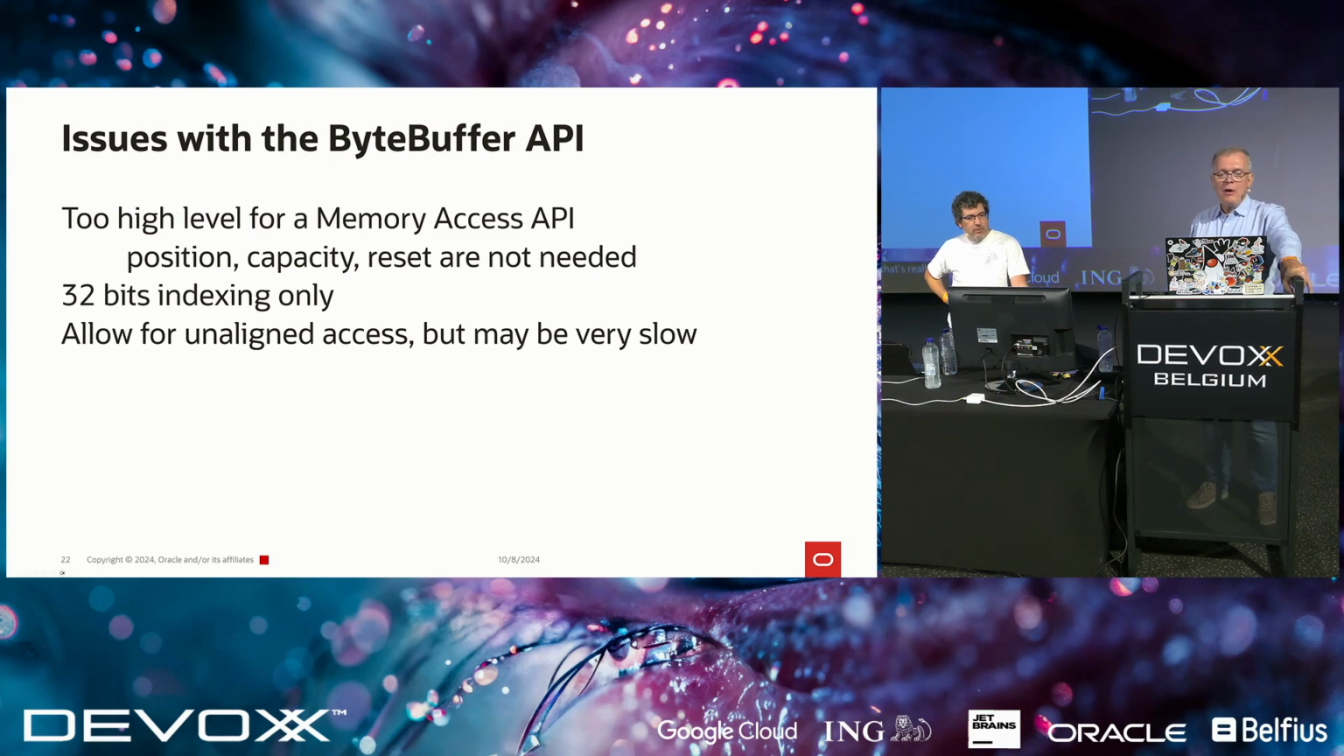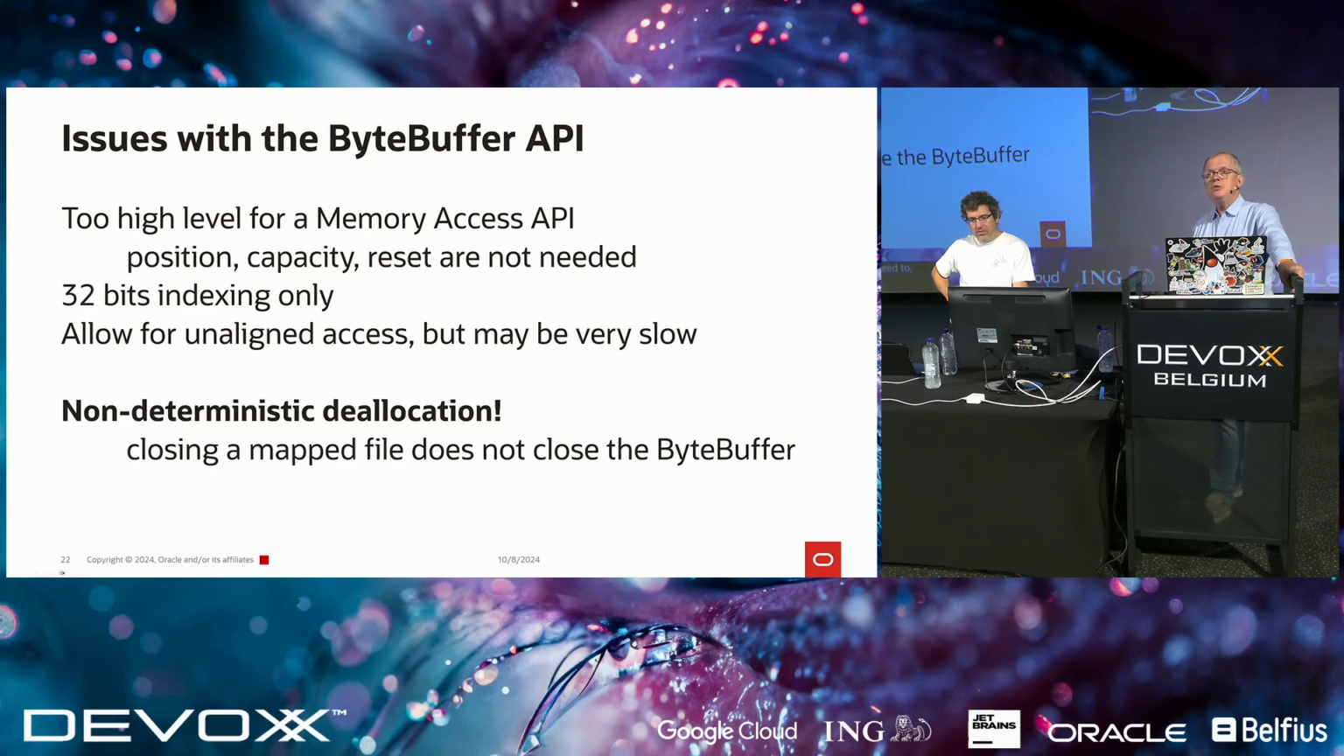It also allows unaligned access. We have not talked about that, but we are going to talk about it in a minute. But the biggest problem is that the deallocation is nondeterministic. This is really an issue that needs to be fixed, and that is going to be fixed.